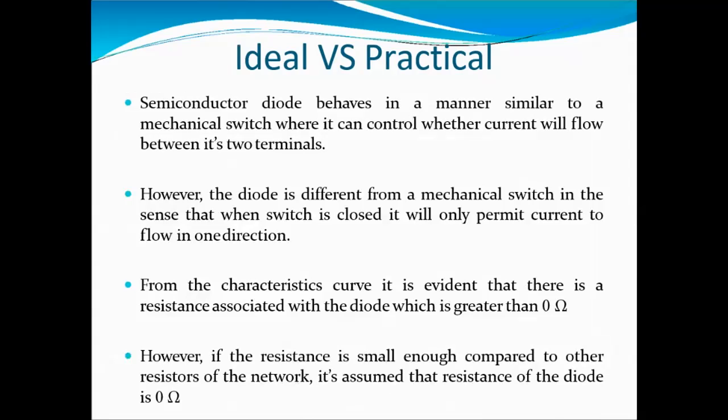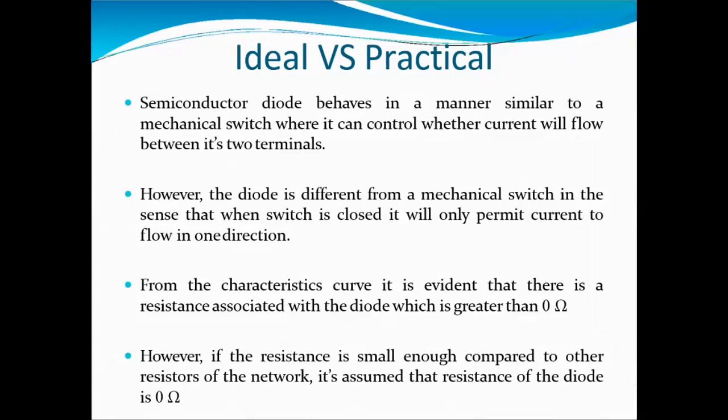Next, ideal versus practical. Semiconductor diode behaves in a manner similar to a mechanical switch, where it can control whether current will flow between its two terminals. So many times diode is a switch. Semiconductor diode is a switch. Switch is an electronic device. It operates on and off. That means forward bias and reverse bias.